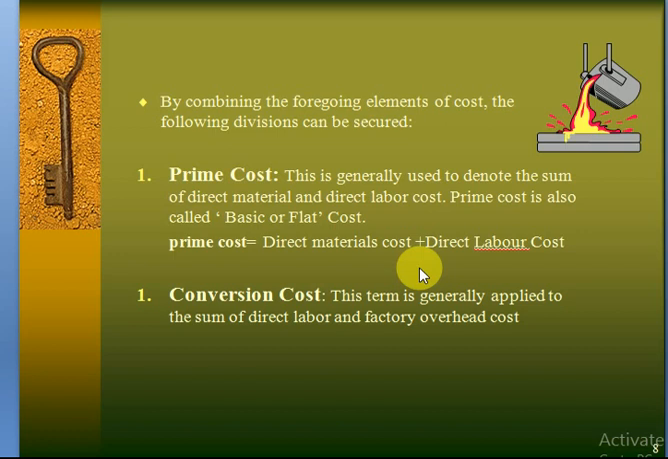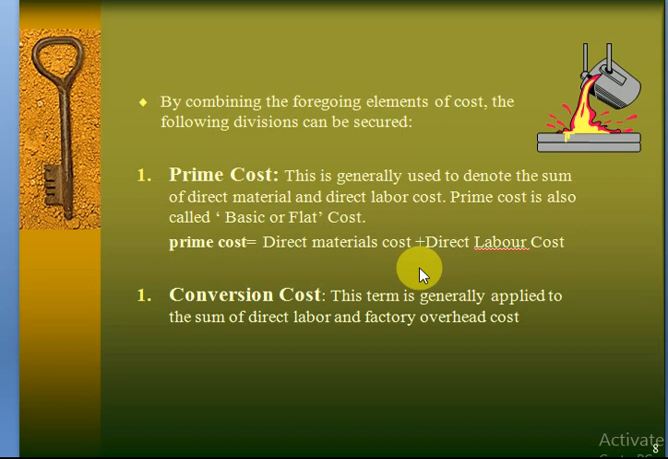From this explanation, now we can simply define that those costs which take place at the initial stage of the manufacturing, such cost is called prime cost.